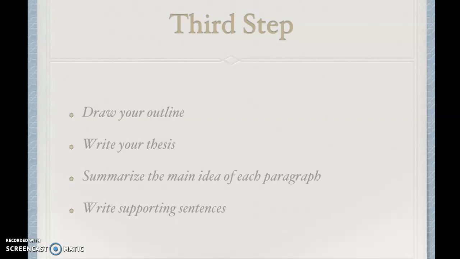Okay, what's the third step? So we've brainstormed ideas, we've grouped them together. Now we want to draw an outline. How do we draw the outline? Well, you begin by writing your thesis. You then summarize the main ideas of each paragraph, and then you write the supporting sentences for each paragraph. So that's a thesis, usually 3 main ideas, and then for each of the main ideas, you can have between 2 to 3 supporting ideas.